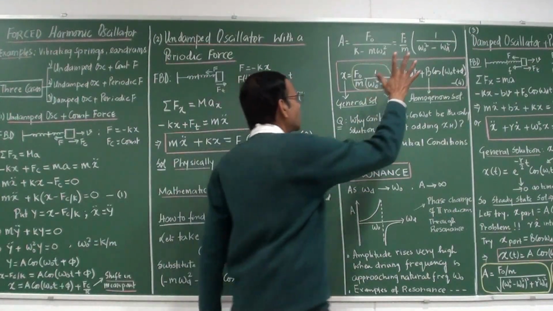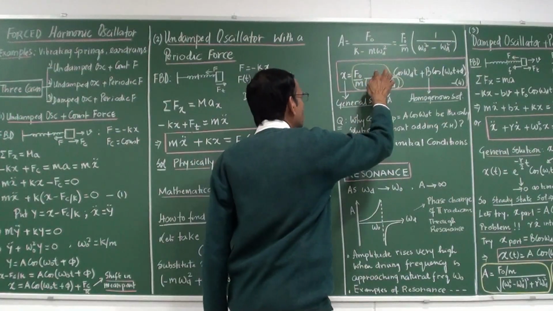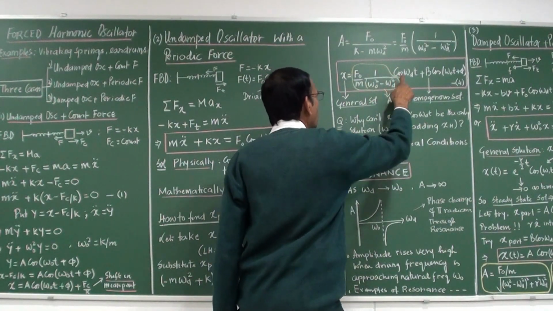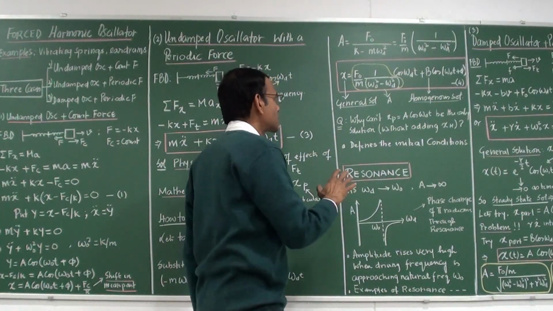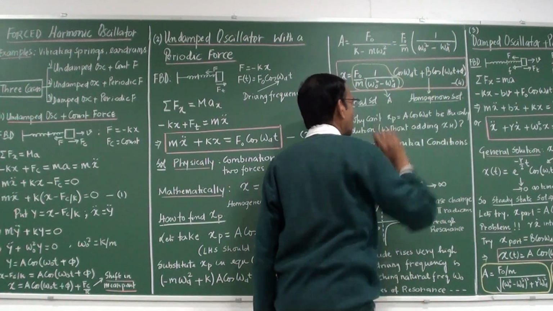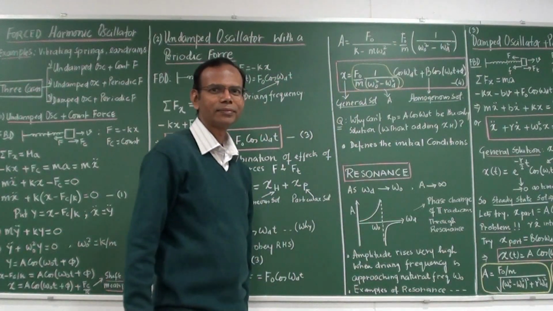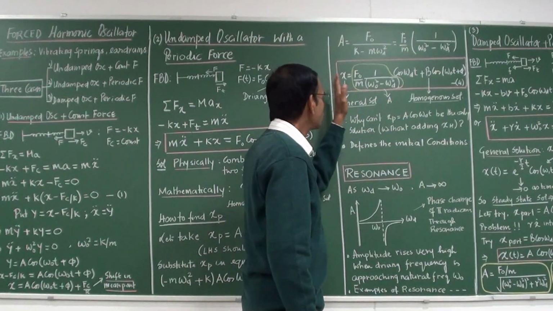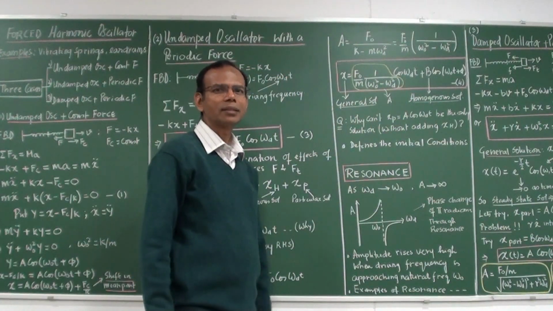Now this quantity is your amplitude. So F0 by m, 1 over (omega_0 square minus omega_d square), that is your amplitude, times cos omega_d t, plus we write b cos(omega_0 t plus phi). This is the homogeneous solution, and this forms the complete solution, which we call the general solution.